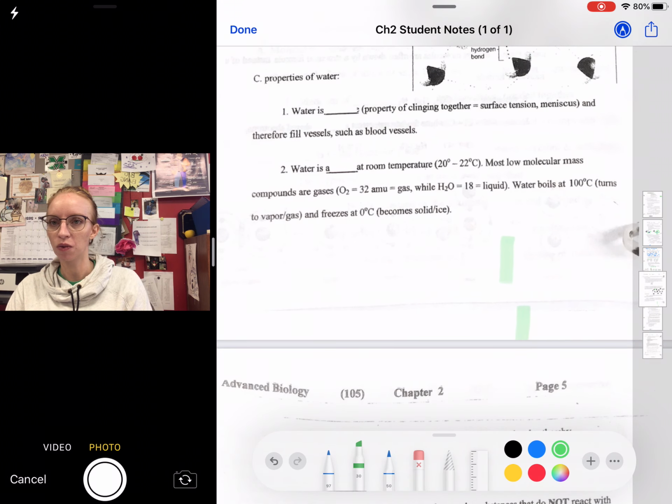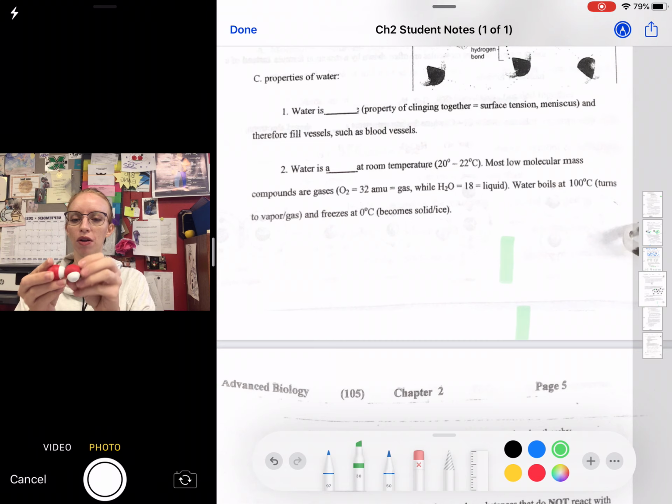The first one, it says water is cohesive. This is the property of clinging together. It creates surface tension, which forms a meniscus, which is a curved shape, and therefore it can fill vessels such as blood vessels. So if you put a bunch of water molecules together, it will kind of make a dome, and it will cause that water to form a droplet, basically. It makes it stick together.